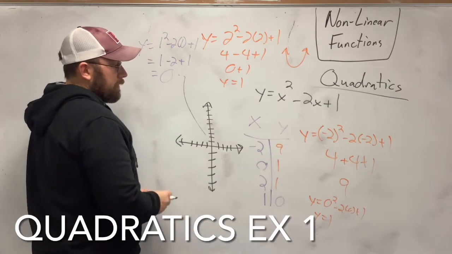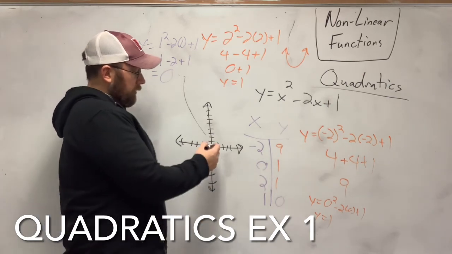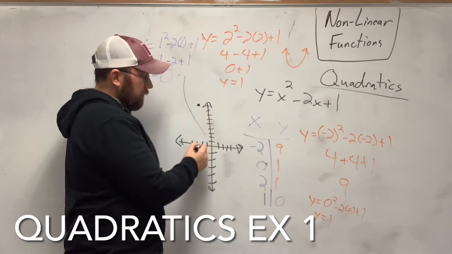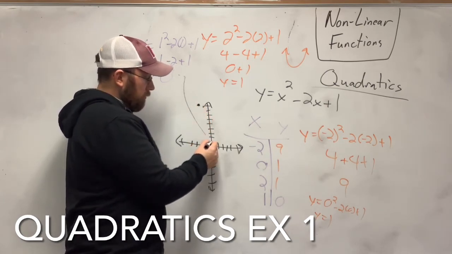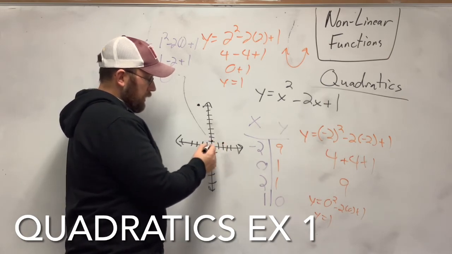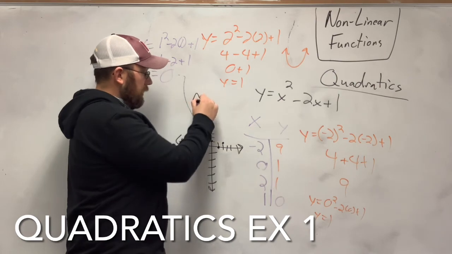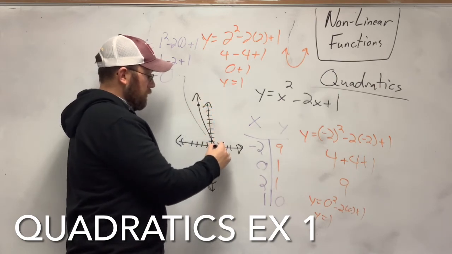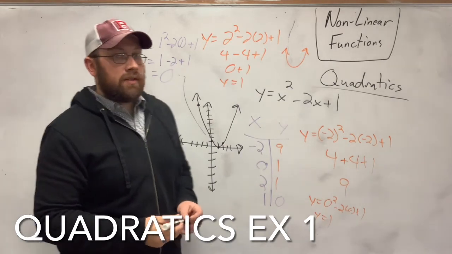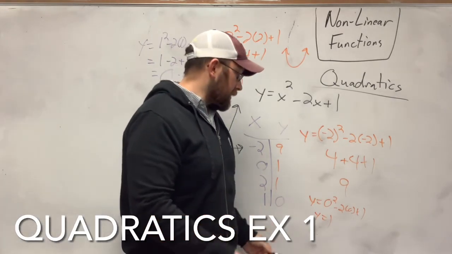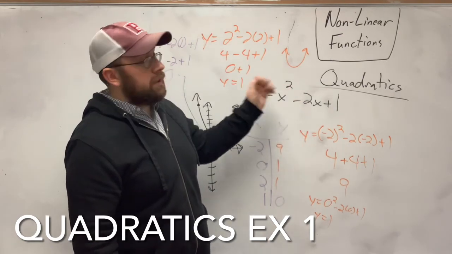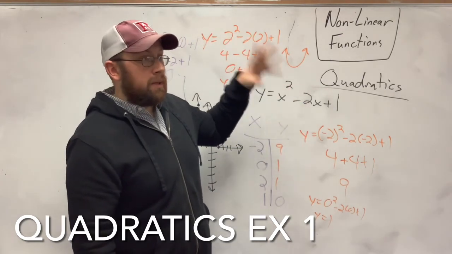Alright, so now we graph it. We get -2, 9, 0, 1, 2, 1, and 1, 0. Connect the dots. There you go. That is solving and graphing for a quadratic. It's done the same as the absolute value. The only thing you're doing here is you just have to do the squared. In the absolute value, you're just making it positive at the end.